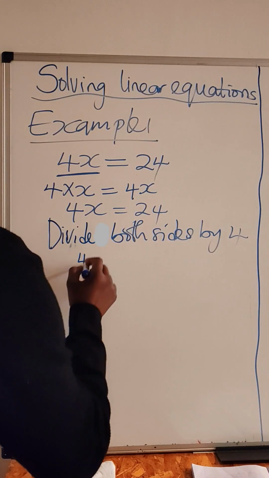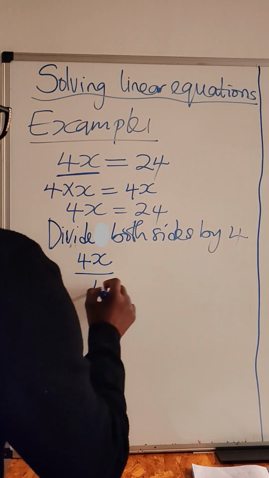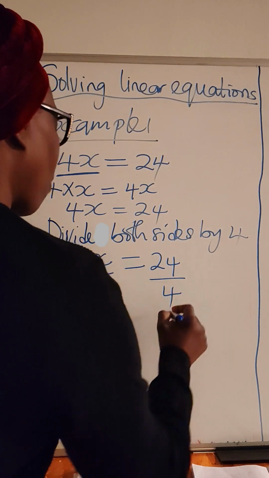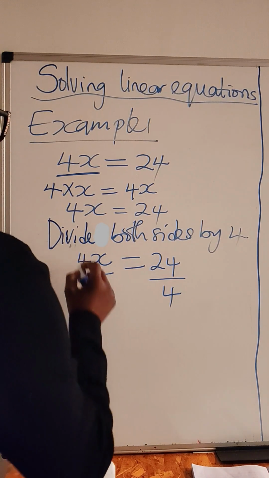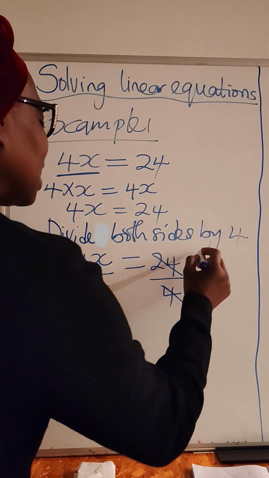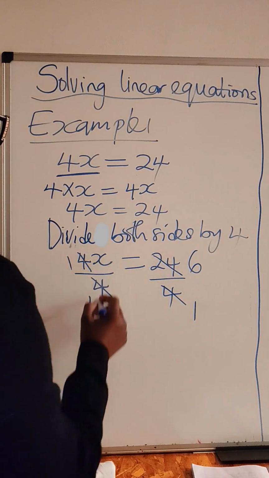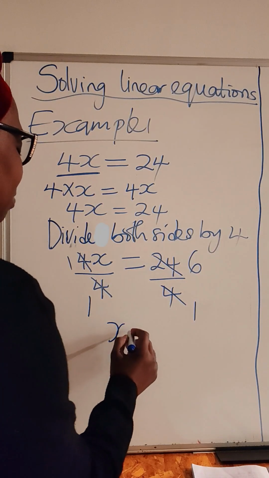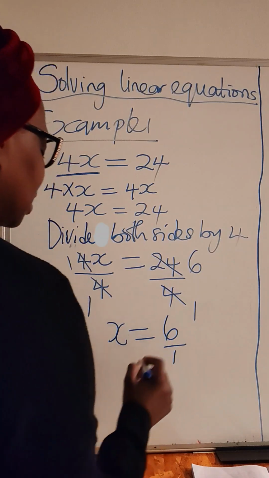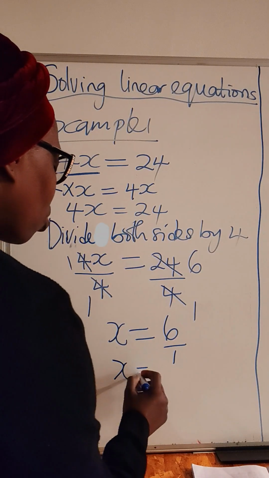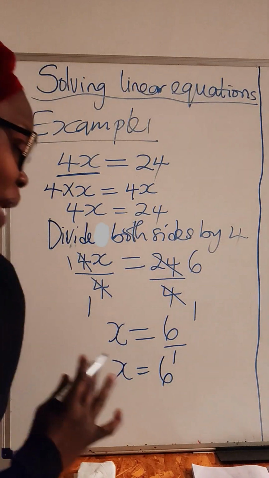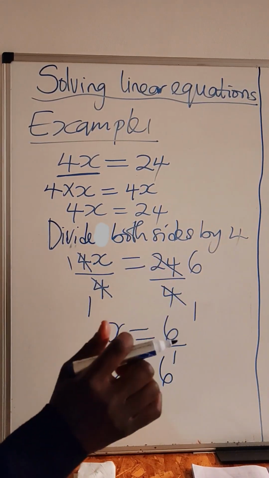So we have 4x divided by 4 equals 24 divided by 4. 4 into 4 is 1, 4 into 4 is 1, and 4 into 24 is 6. So we are left with x equal to 6 over 1, and x equals 6 over 1 is the same thing as x equals 6. So that's the answer straight away.